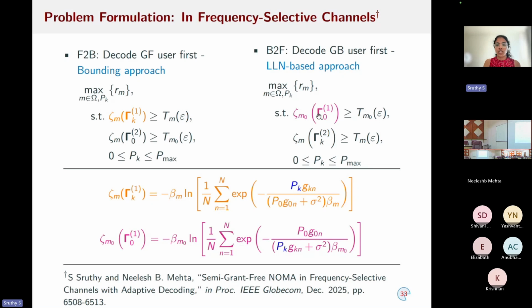And similarly, we use an approach called the law of large numbers based approach to find the feasibility for a given modulation and coding scheme choice. And among the feasible modulation and coding schemes, we will pick the highest rate as the optimal one.